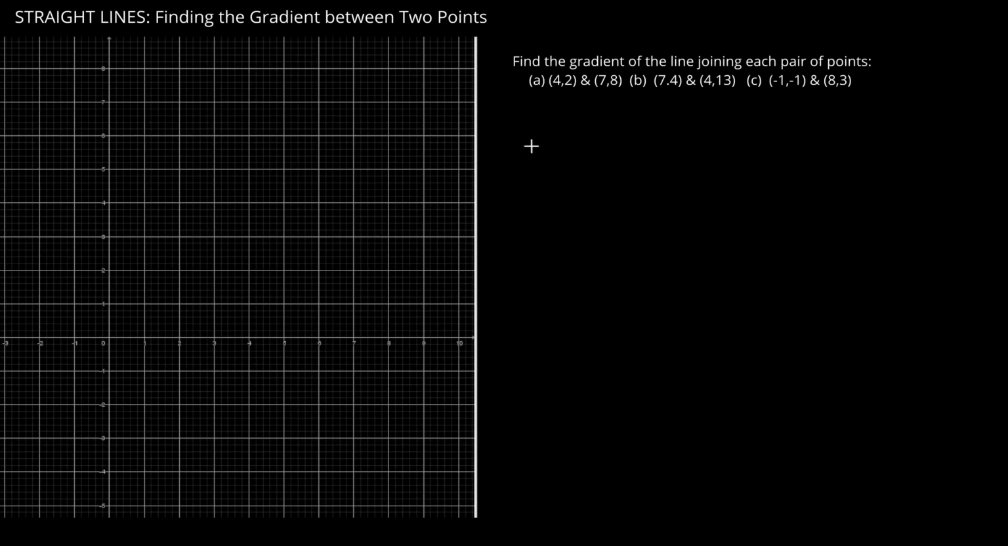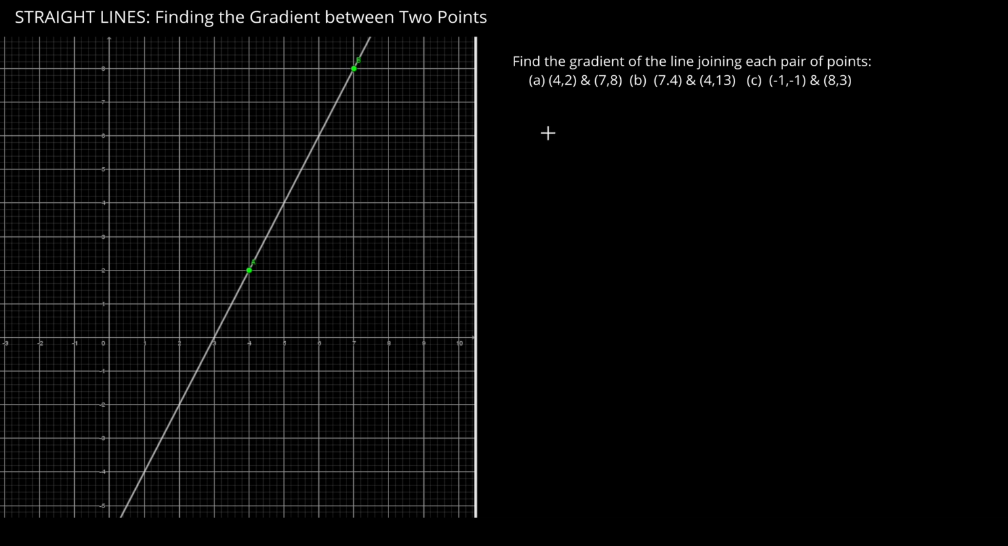Okay, let's have a look at question 2. It says, find the gradient of the line joining each pair of points, 4, 2 and 7, 8. Okay, let's have a look. 4, 2 is there, and 7, 8.